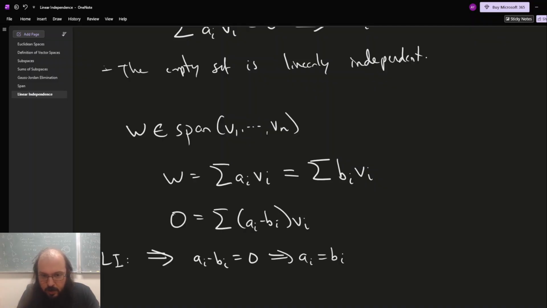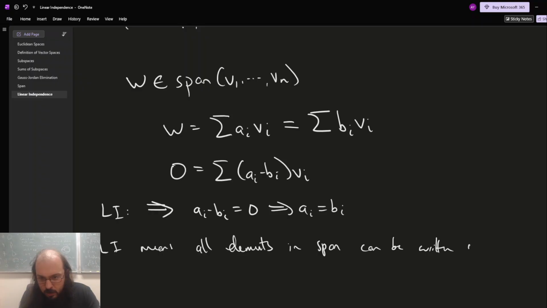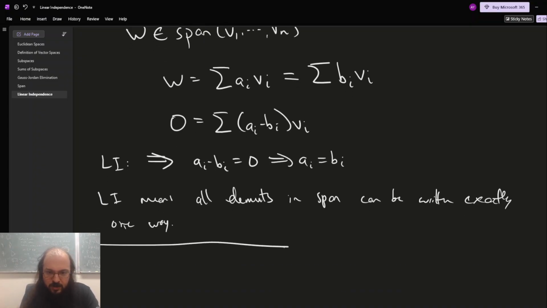So in other words, linear independence can be rephrased: all elements in the span can be written exactly one way. And I think that's ultimately the thing that makes this property so useful. So let's take a look now and see if we can do some calculations, sort of practice this.